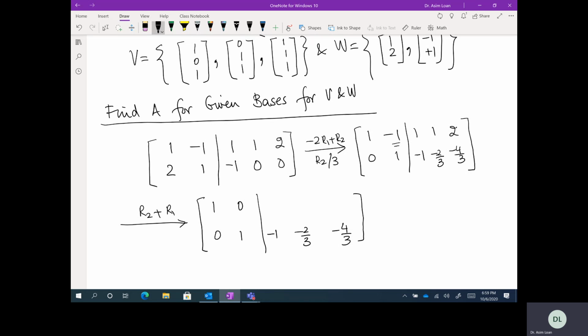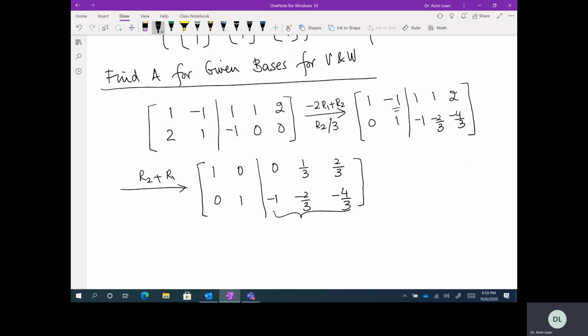1 minus 1 is 0. Minus 1 plus 1 is 0. 1 minus 2 by 3 is 1 by 3. And 2 minus 4 by 3, oh sorry, is 6 minus 4, so it's plus 2 by 3. So 0, 1, minus 1, minus 2 by 3, and minus 4 by 3. So this is A.